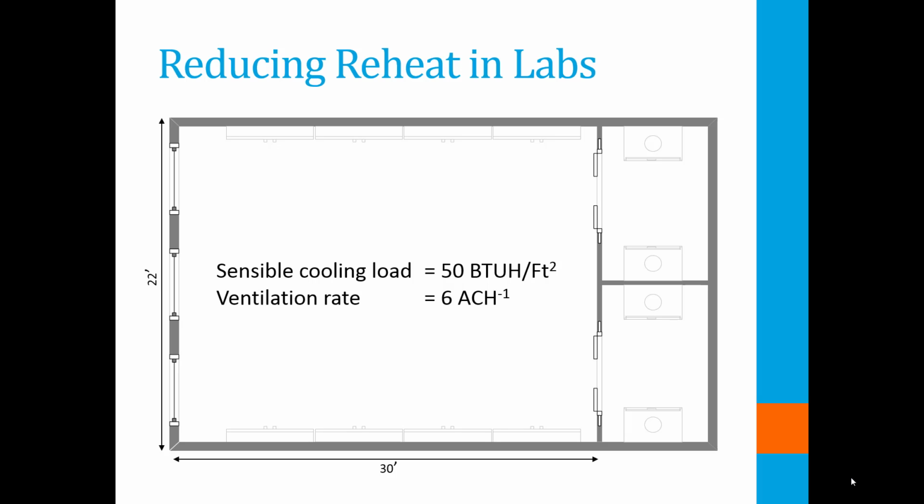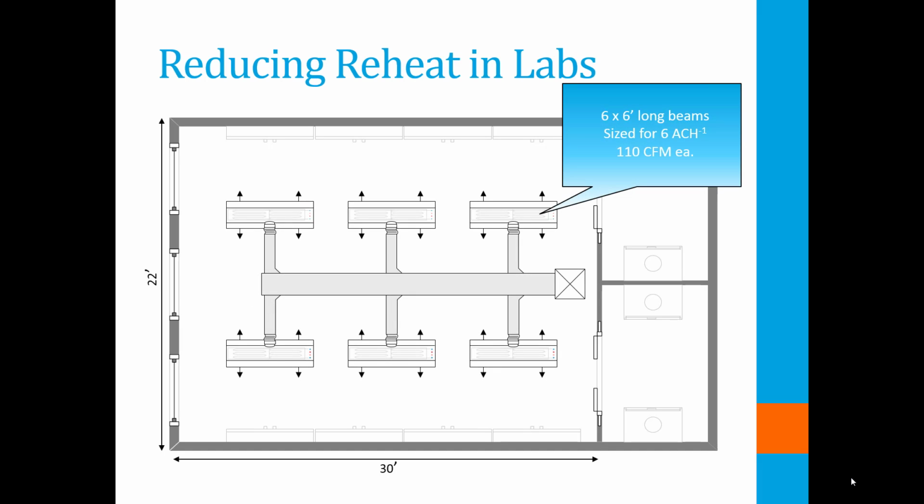This is a typical lab bay of 22 feet by 30 feet with a cooling load of 50 BTU per hour per square foot and a ventilation rate of 6 air changes. 6 chill beams will handle the 6 air changes, with each beam sized for 110 CFM and typically laid out in 2 rows of 3, perpendicular to the perimeter wall.